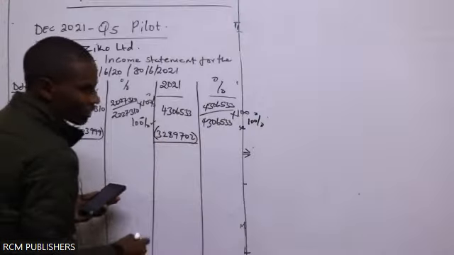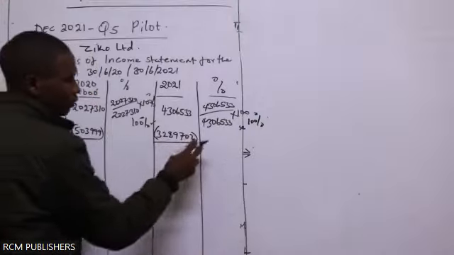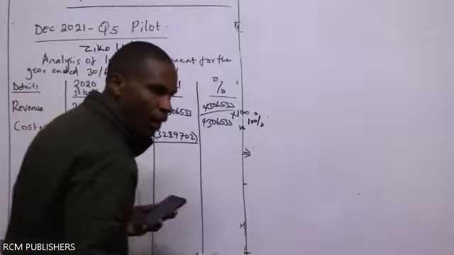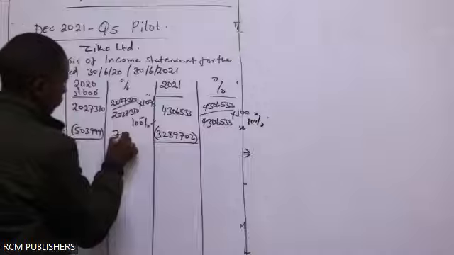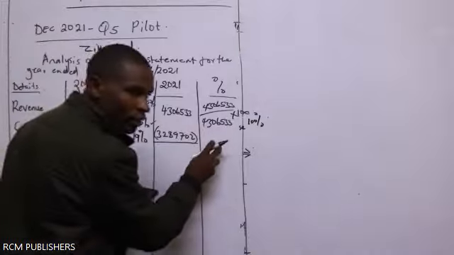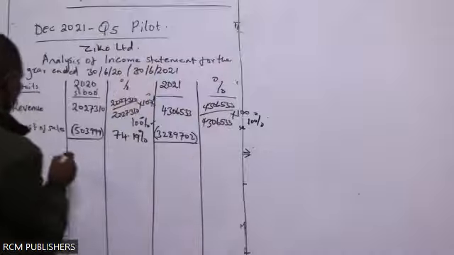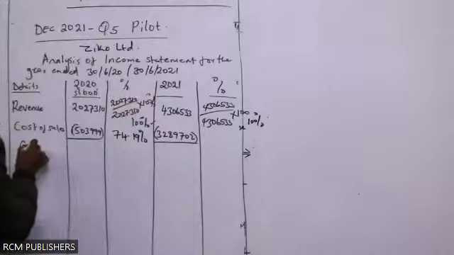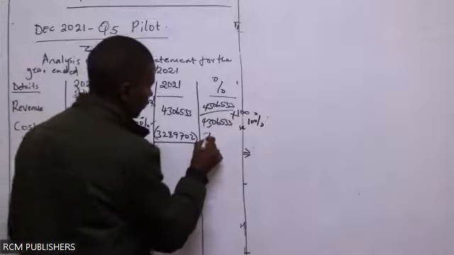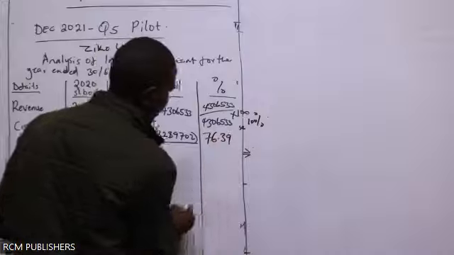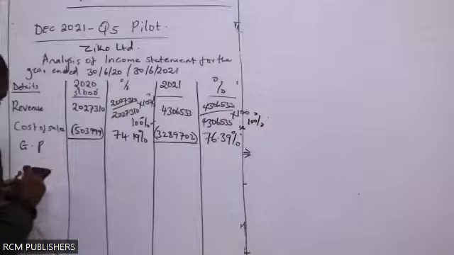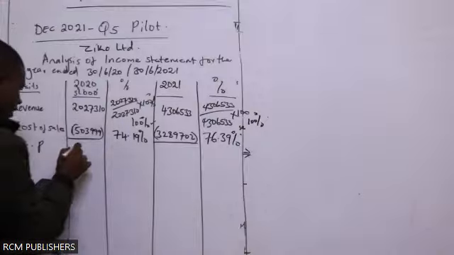Tumepata ngapi? Tumepata percentage gapi hapa? Ipeni hizi tafadhali. 74.19, thank you. 74.19%. What about this one? Ingine 76.39. I like this percentage. We move to gross profit. Gross profit is 523,311.